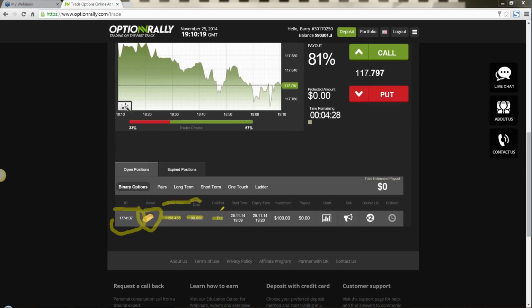We took a put that says we're setting it's going to go down. We opened our trade at 1909. It's going to close at 1920. We invested $100. Now, the payout only has 3 possible scenarios.